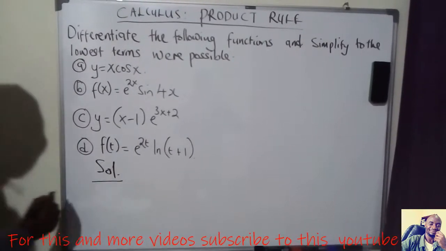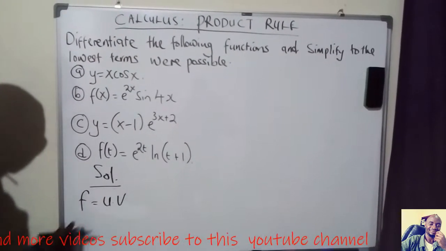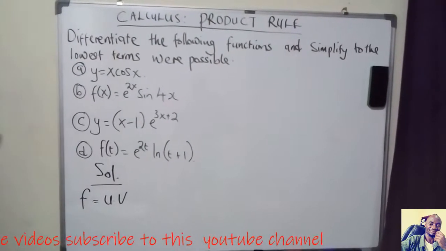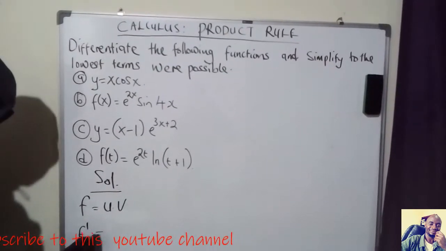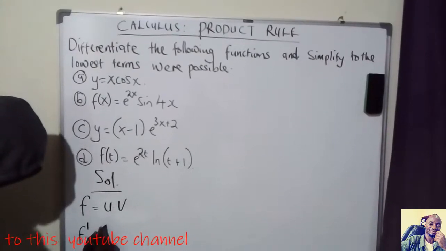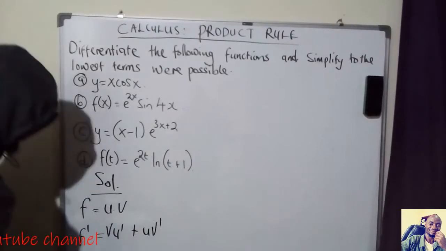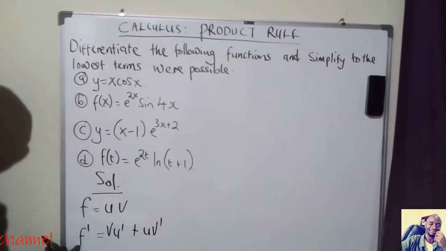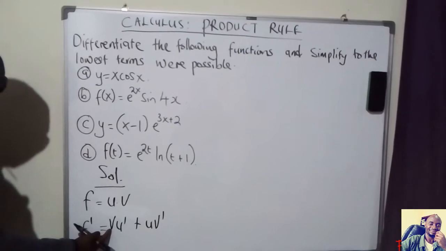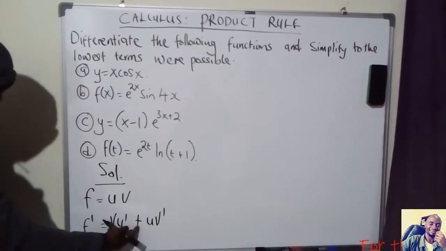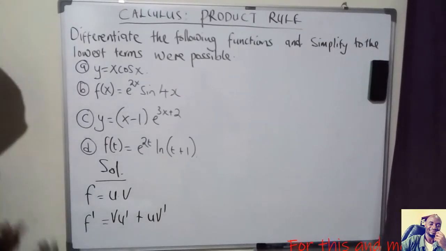So if you are given a function, for instance, f, made up of two functions, u multiplied by v, the product rule states that the gradient function of f is equal to v u prime plus u v prime. What this means is, if you are trying to find the gradient function for f, you first keep v constant, differentiate u, plus keep u constant, differentiate v. The prime there means we are differentiating that particular function.